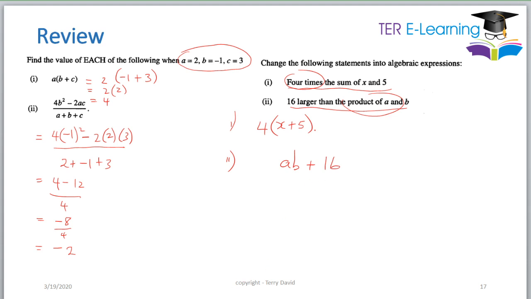When it's 16 larger than that, it means that we have to add 16 to it. Right? So the answer for that one is 16 plus AB. Right?